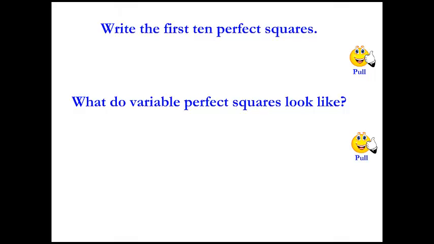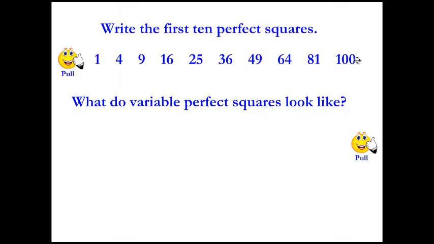To do that, the first thing we need to do is be able to identify numeric perfect squares and variable perfect squares. I'm going to assume that everyone watching does know the first 10 perfect squares, and actually you should know the first 15, if not 20. So those are the first 10. What does a variable perfect square look like?